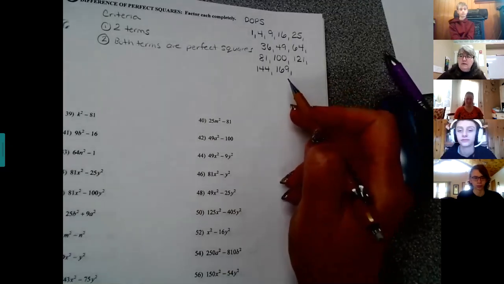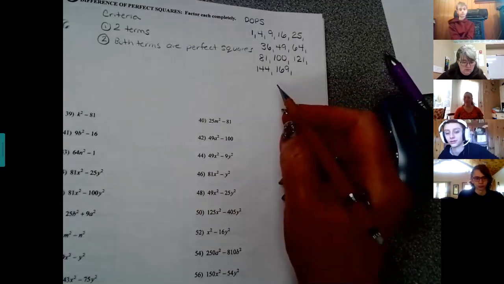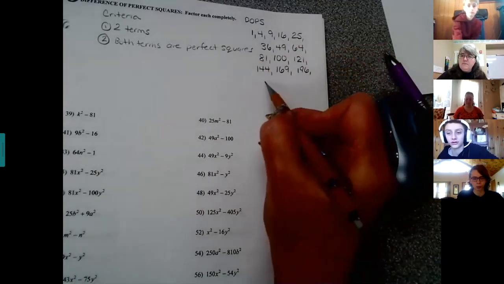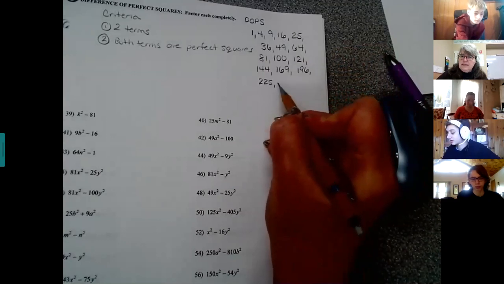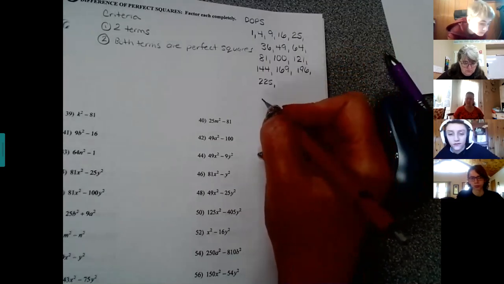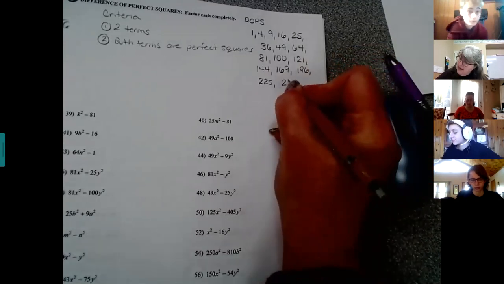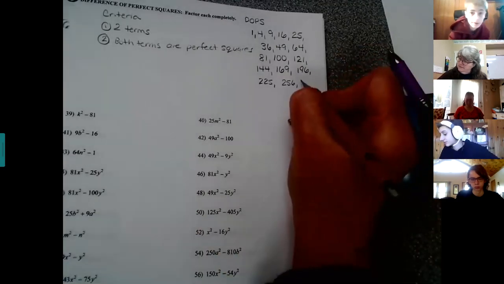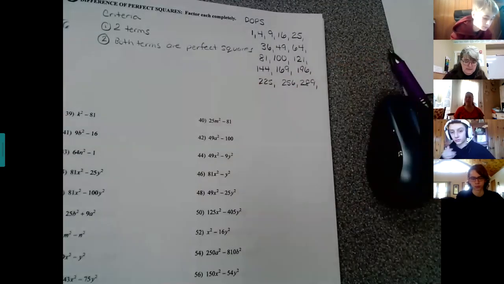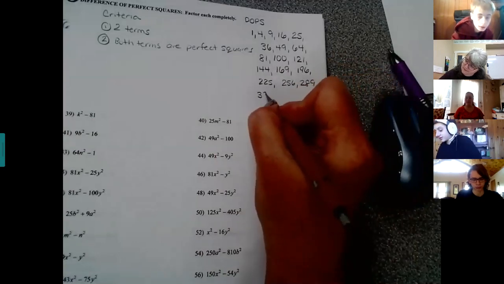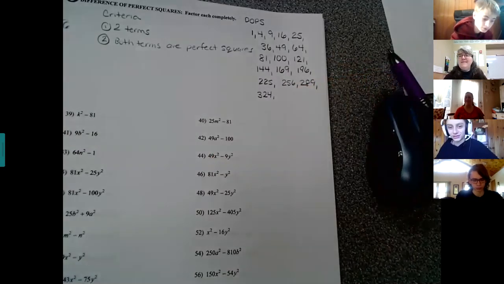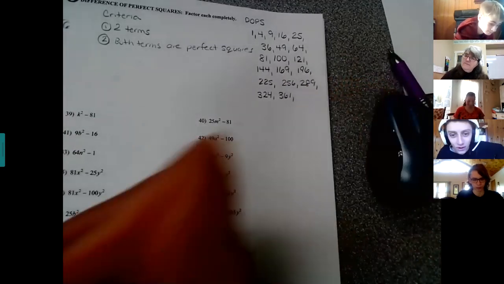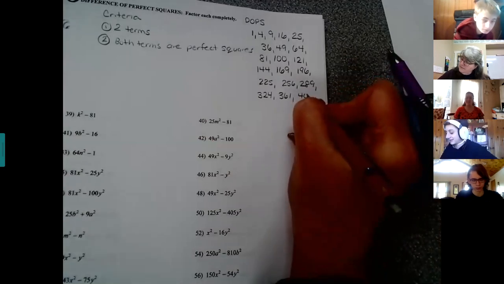All right, now we're at 14. 14 times 14. 196. 15 times 15. 225. 16 times 16. 256. Yep. Now we're at 17. 289. 18. 324. You're just saying it after me, Grayson. 361. He got you on that one. 400. And we're going to stop right there.